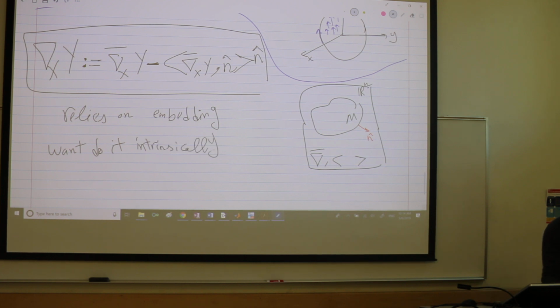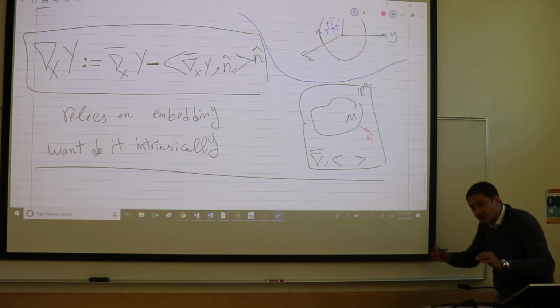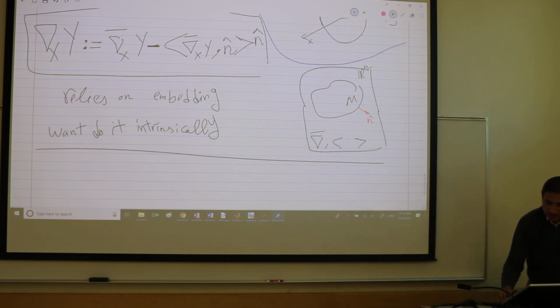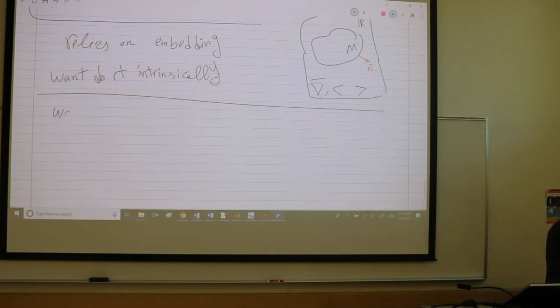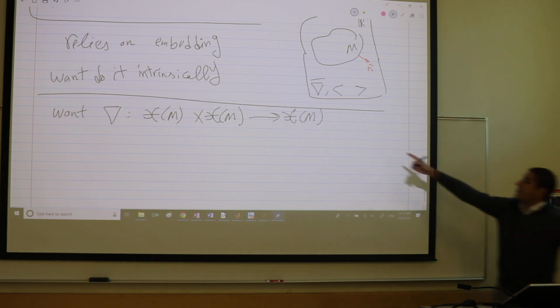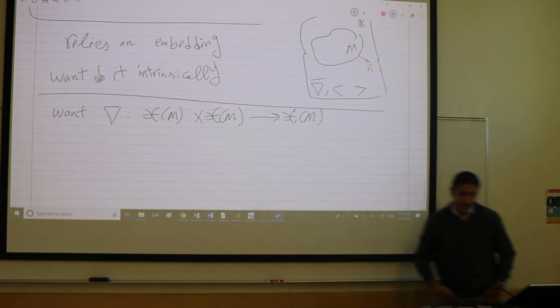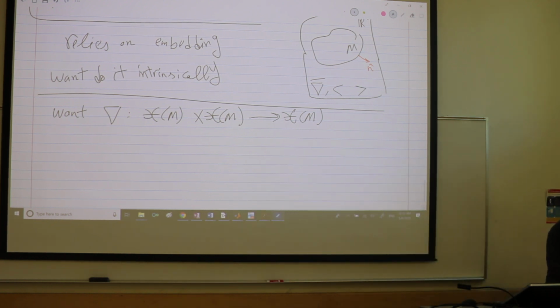So like anything in mathematics, we will start with some basic definitions, basic properties of what you want to achieve. So what do I want? I want to create this animal that takes two vectors, not necessarily vector fields, but they are vectors, and returns a vector that satisfies whatever properties you like.